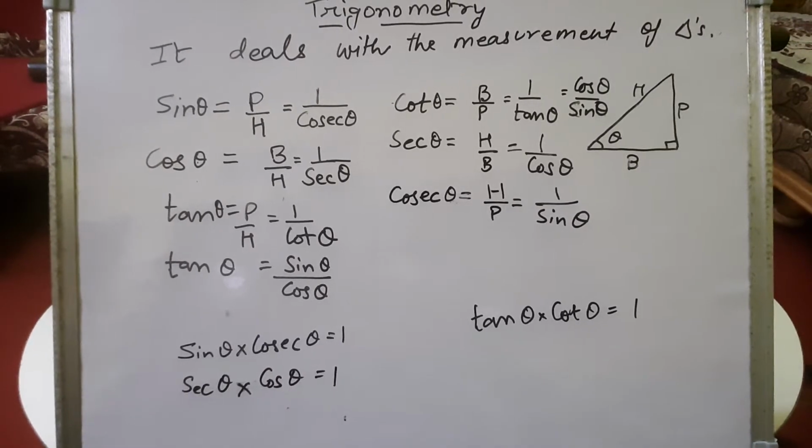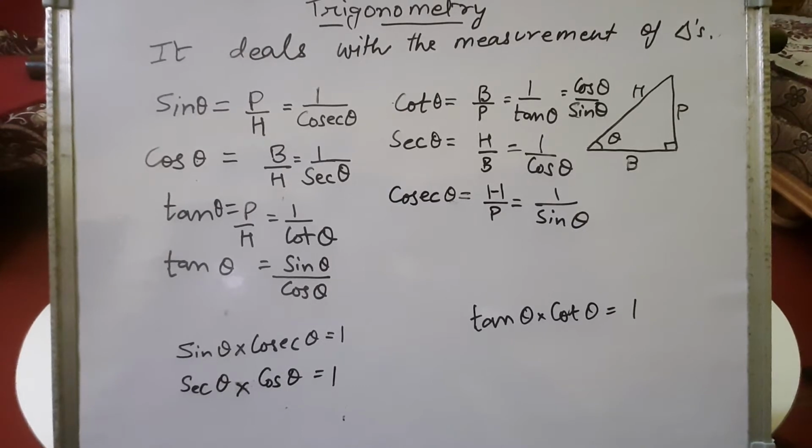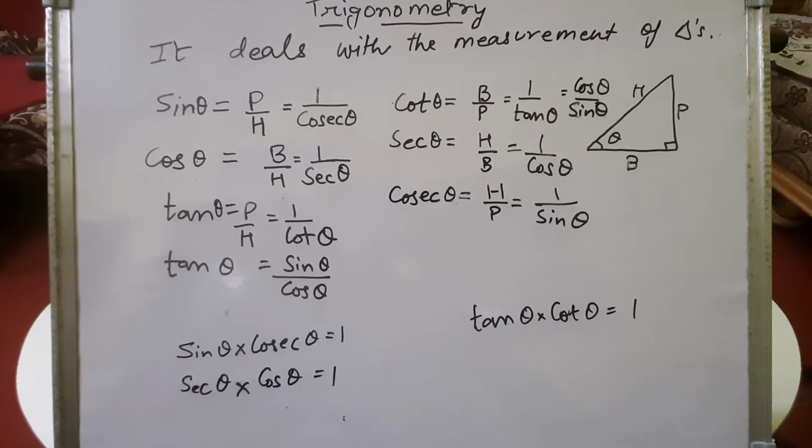Children, today we are going to start with the topic trigonometry. In trigonometry, we are going to deal with the measurement of triangles. That means we know that triangles are made up of three sides. So if it is a right angle triangle, the longest side, the side opposite to the 90-degree angle, is the hypotenuse, and the other two sides are base and perpendicular.